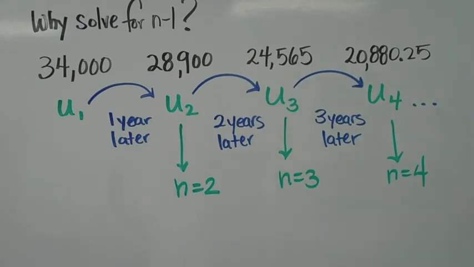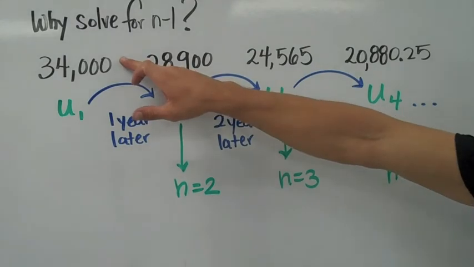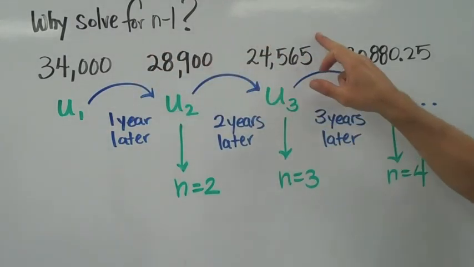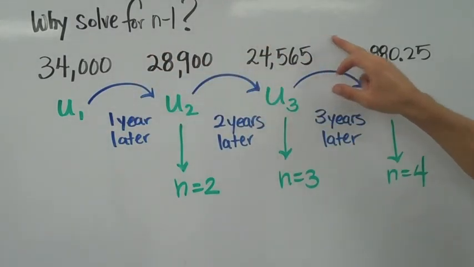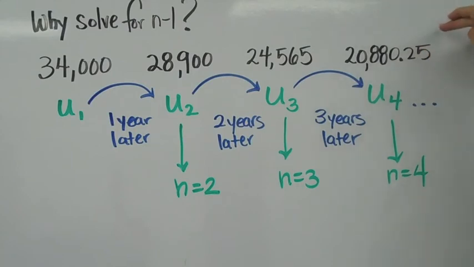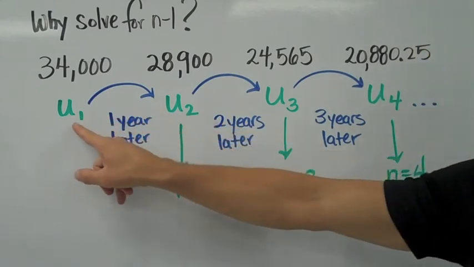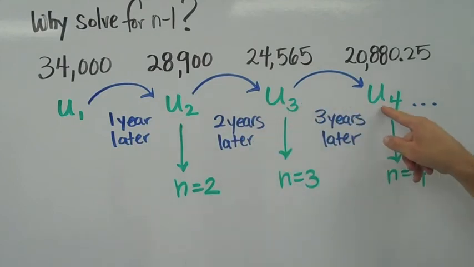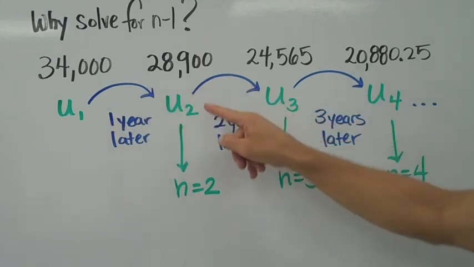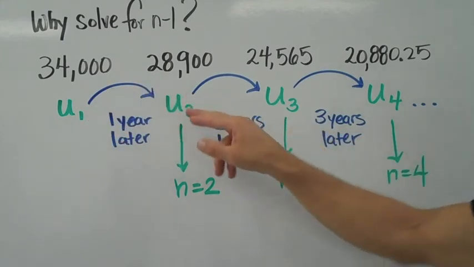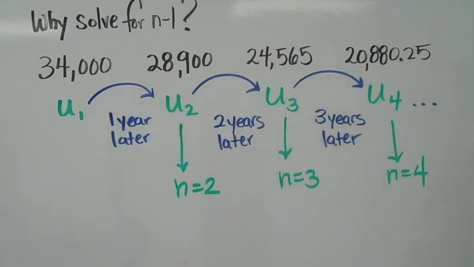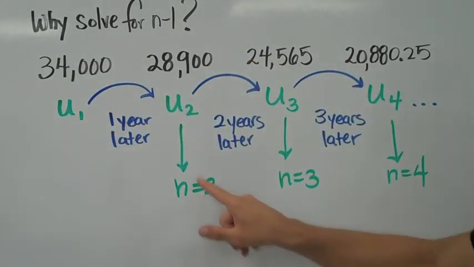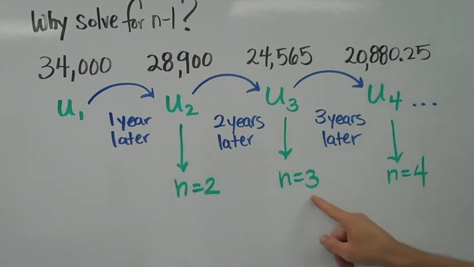Let's take a look at our geometric sequence. 34,000, 28,900, 24,565, 20,880.25. This was our U1. Here is U2. Here is U3. Here is U4. Each time we jump, we go 1 year later. So we go 1 year later, 2 years later, 3 years later. Look, our n is 2 and we're 1 year later. Our n is 3 and we're 2 years later. Our n is 4 and we're 3 years later.